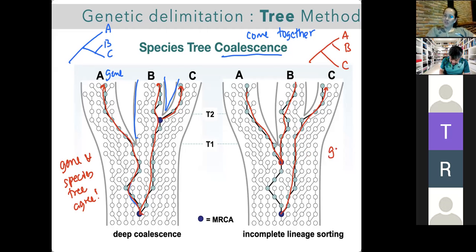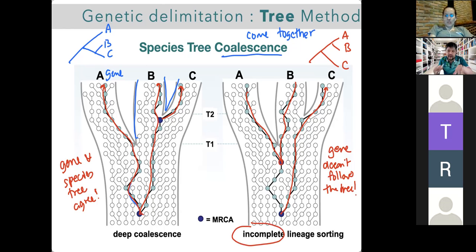So in this case, the gene doesn't follow the species tree. This case has a name. It's called incomplete lineage sorting. It's incomplete, so it's not sorting out the way it's supposed to. It doesn't sort out in the same way as the species and has a different branching pattern.